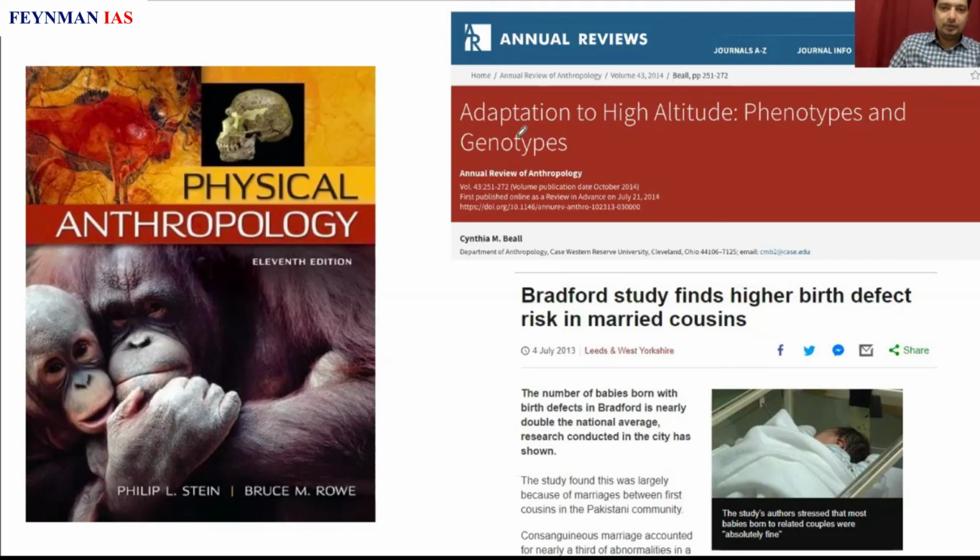For example, there is work that was published a few years ago by a scientist who studied epidemiological anthropology, adaptation to high altitude. What are the phenotypic changes and genotypes that you see in it? A brief summary of that.